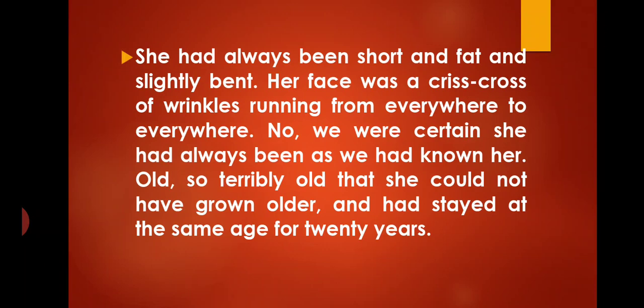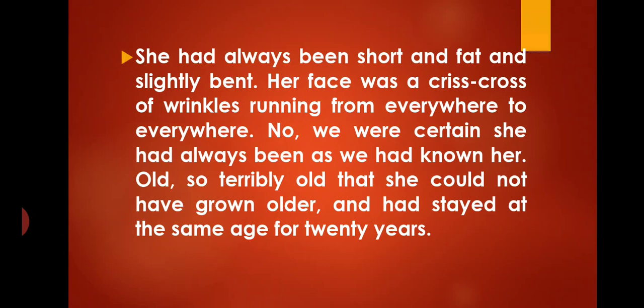Then she had always been short. Now this is the appearance of that lady, how she was looking. She was short, she was fat, and because of the age, she was slightly bent. Her face was a crisscross of wrinkles. Means so many wrinkles were there on her face. These are the lines from the text itself, that the writer says: the crisscross of wrinkles running from everywhere to everywhere.